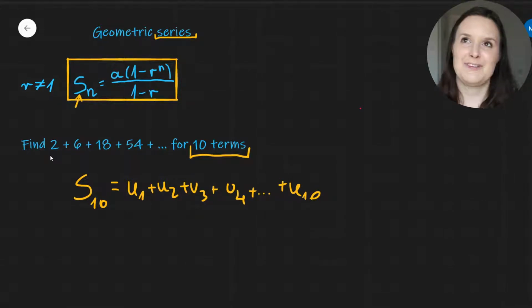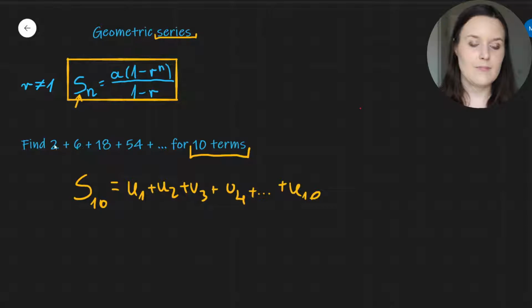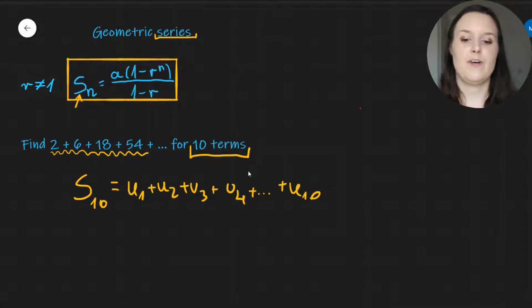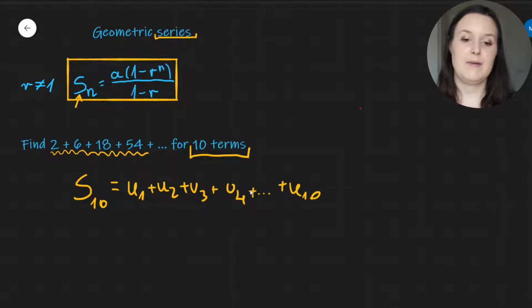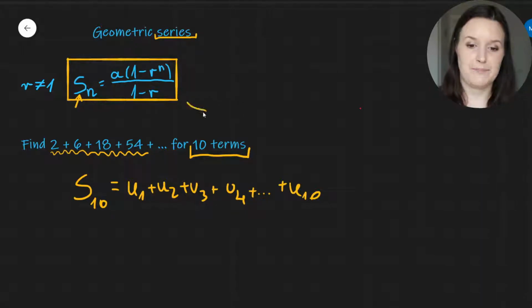Just imagine that I want to find the sum of the first 100 terms. That would be very painful. So I will just use this formula. In this case we have an example in which it's 2 plus 6 plus 18 plus 54 and so on. But I will not list them all up to the 10th term. Instead, I will use this formula.